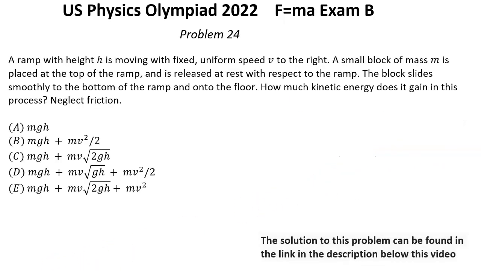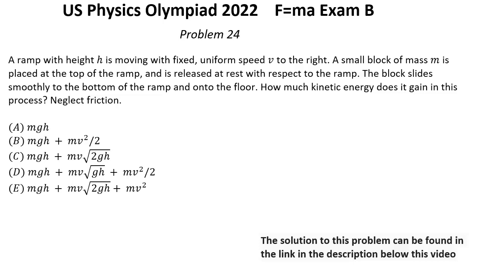Problem number 24. A ramp with a height h is moving with a fixed uniform speed v to the right. A small block of mass m is placed at the top of the ramp and is released at rest with respect to the ramp. The block slides smoothly to the bottom of the ramp and onto the floor. How much kinetic energy does it gain in this process? Neglect friction. Solution for problem number 24.